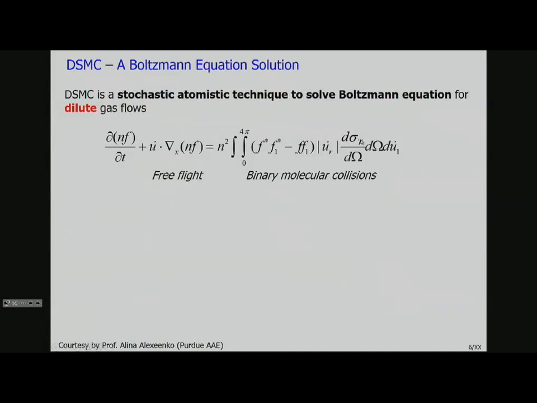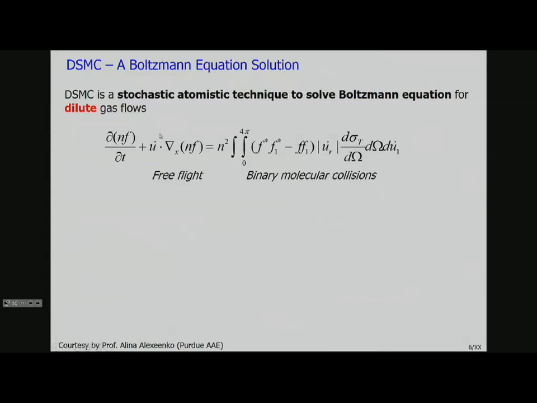So DSMC is a stochastic, or probabilistic, approach to solve the Boltzmann equation for dilute gas flows. First, dilute is an important part. That means that if I have a certain volume, it's not dominated by molecules. So the volume ratio to my diameter ratio is very large. Mostly it's empty space.